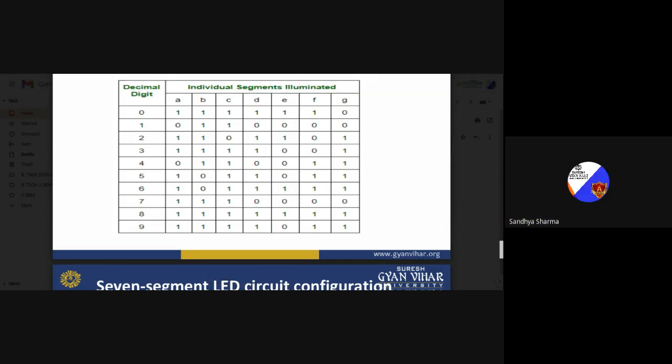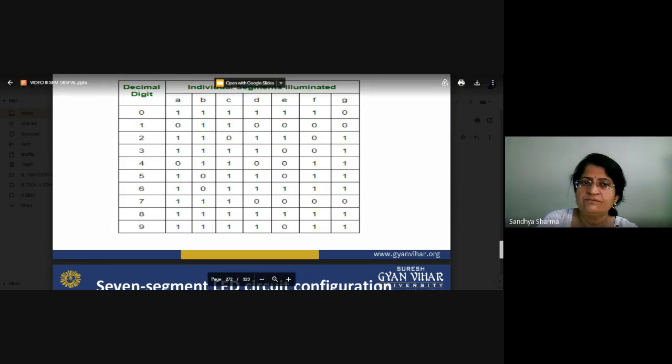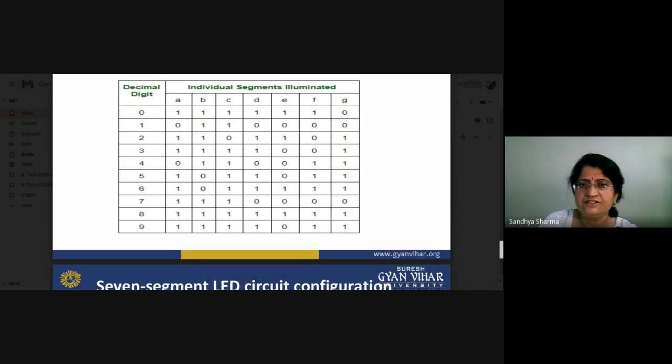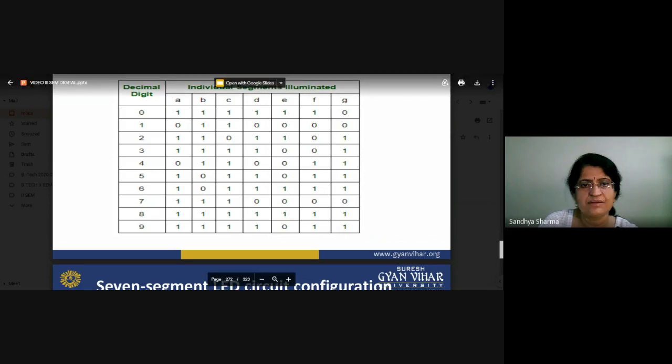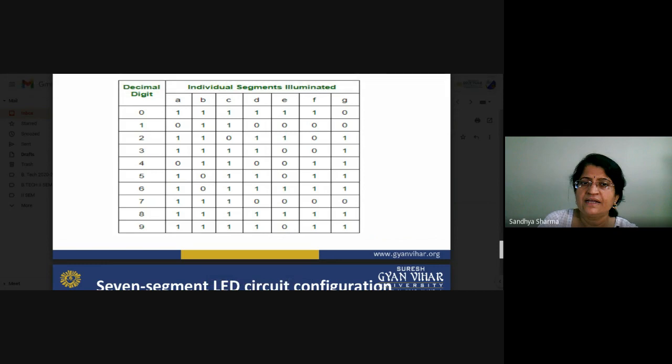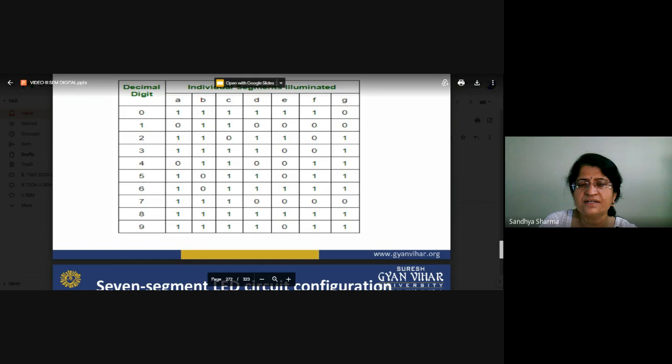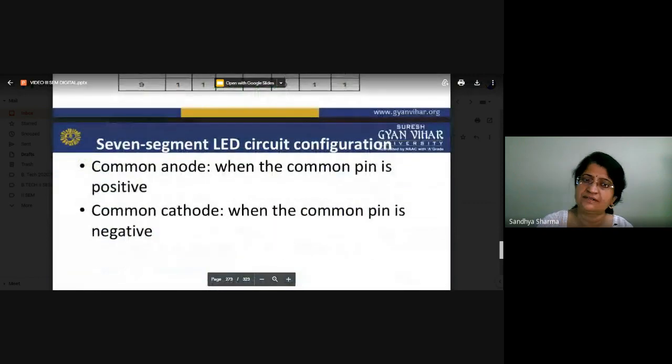When you have to indicate 2, what will happen here? A, B, D, E, and G. These segments will be high and the remaining will be low. For 3, only E and F should be low, the remaining will be high. So there are different combinations for illuminating the decimal digits 0 to 9.